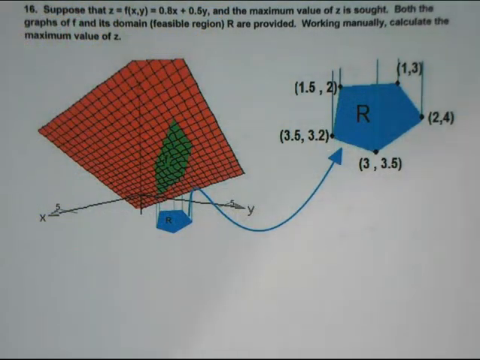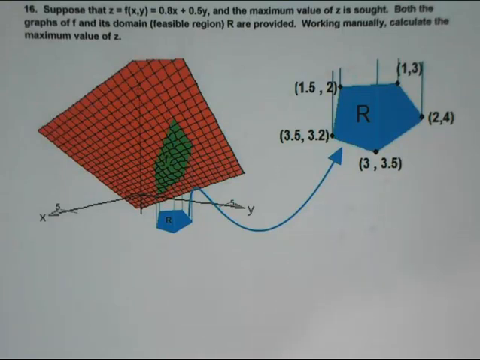Exercise 16. Suppose that z equals f of x, y equals 0.8x plus 0.5y, and the maximum value of z is sought. Both the graphs of f and its domain, the feasible region, are provided. Working manually, calculate the maximum value of z.